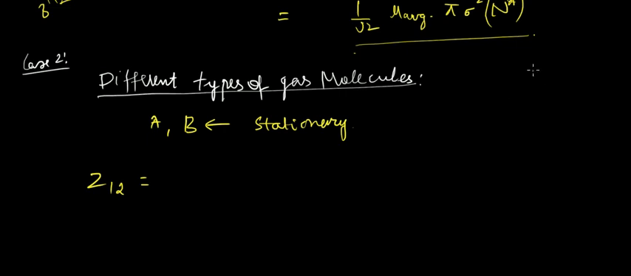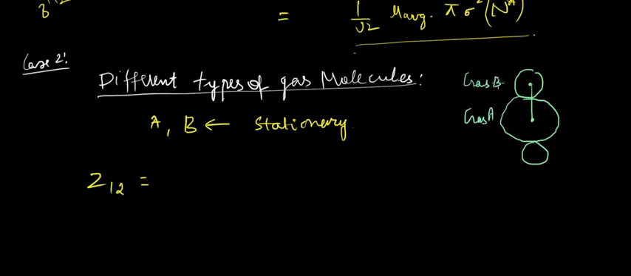So first let me draw what the collision diagram would look like. Suppose this is a gas B molecule and this is a gas A molecule. So this is gas A and this is gas B. Sigma in this case, let's write sigma AB, would be nothing but radius of B plus radius of A. We are considering that B is stationary, and A is moving with some velocity U average, let's suppose.